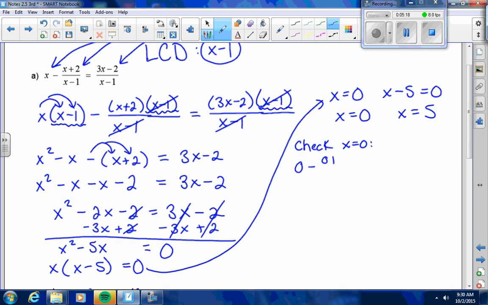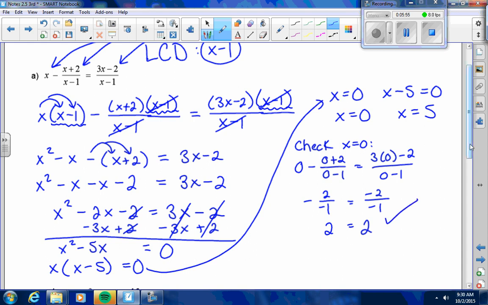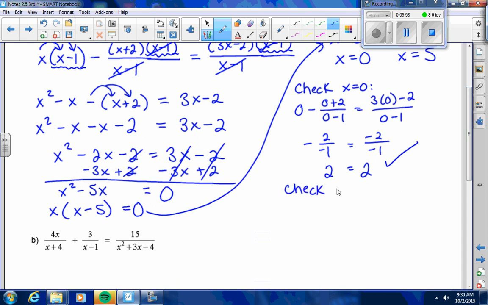0 minus (0 plus 2) divided by (0 minus 1) equals (3 times 0 minus 2) divided by (0 minus 1). So 0 is just 0 minus 2 over negative 1. What's that going to come out to be? A negative 2 divided by negative 1 is just 2, because the negatives cancel out. Then I have 3 times 0 is 0 minus 2 is negative 2 over negative 1, which is 2. Do they equal? Yes. Now we need to check x equals 5.